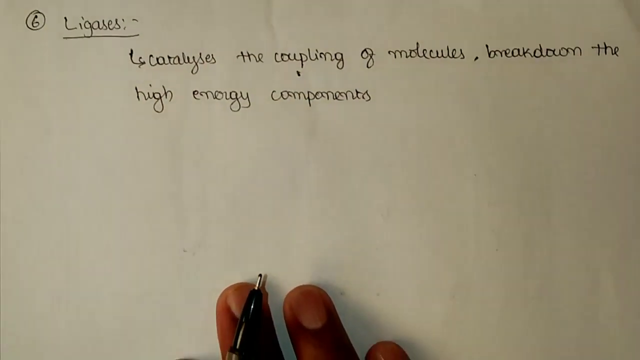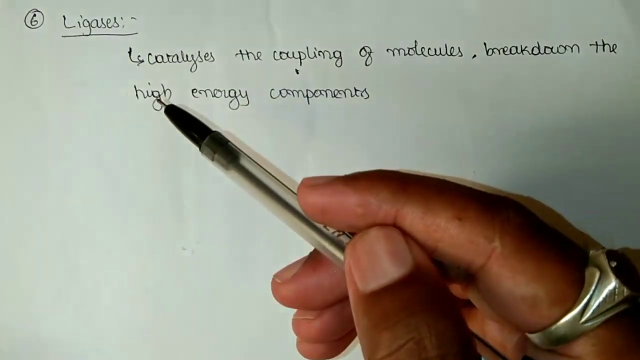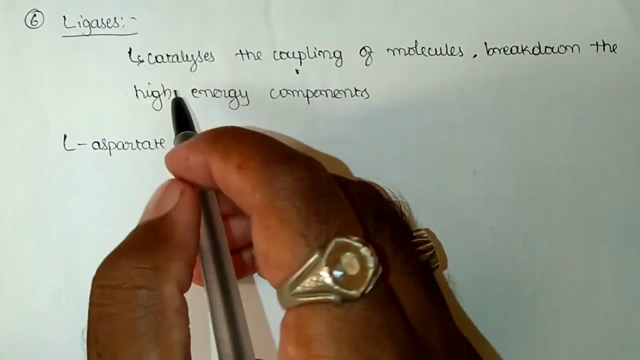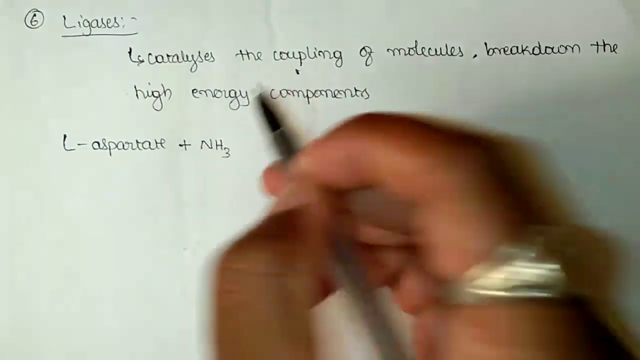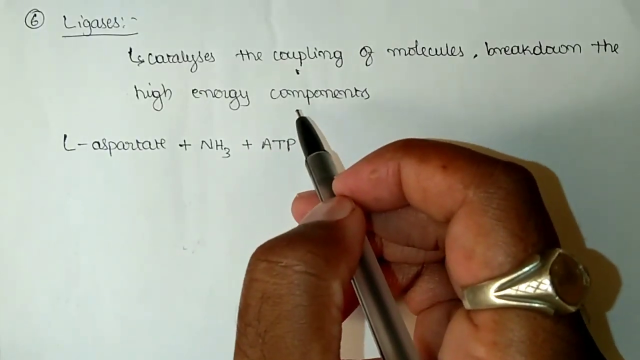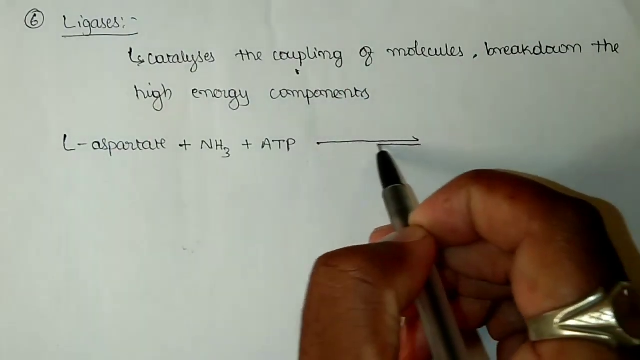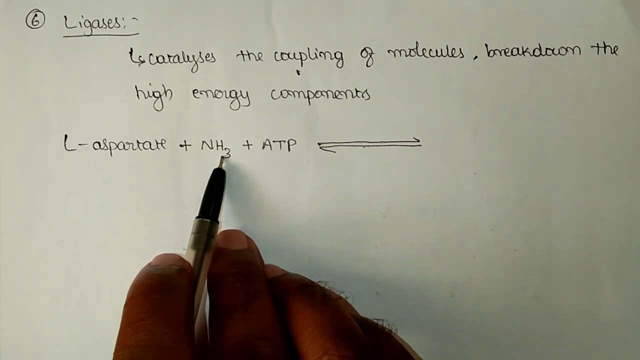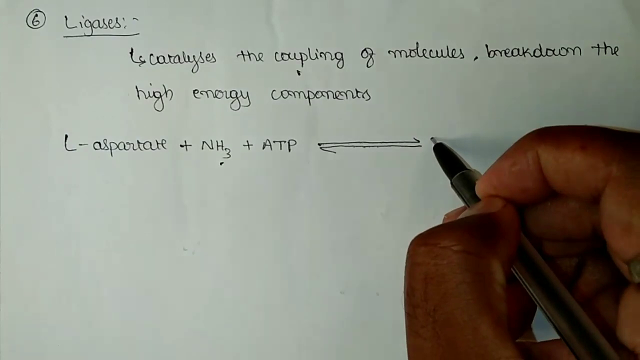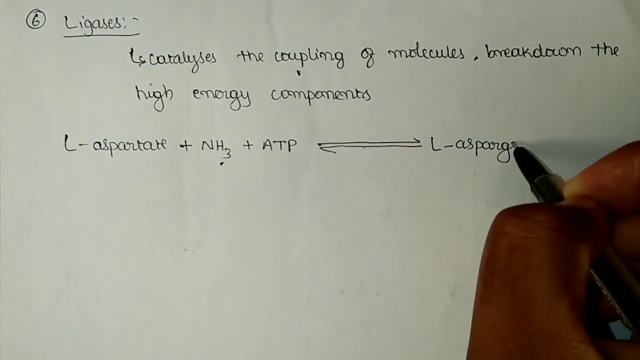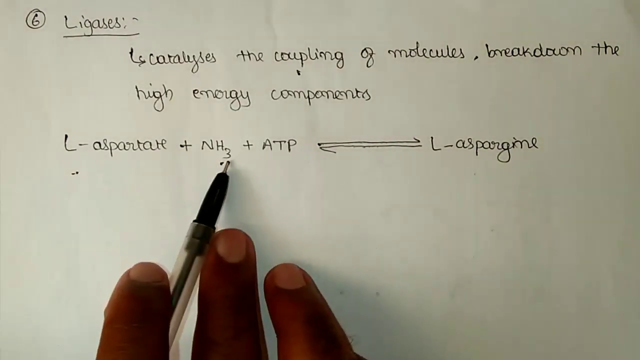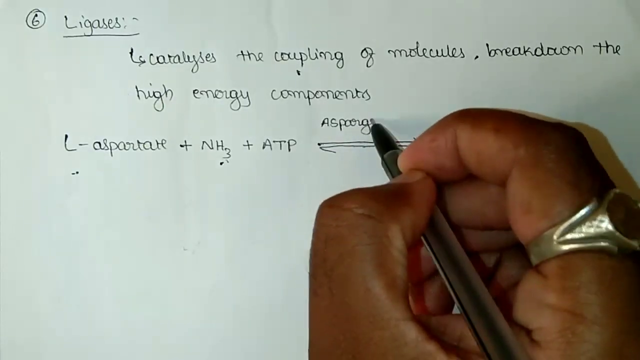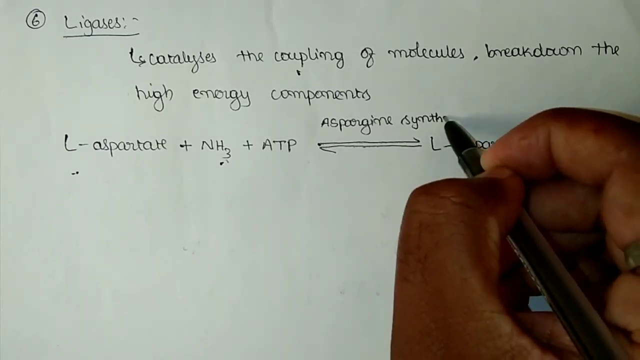So let us consider some simple examples so that we can understand what ligases will do in actual sense. For this, let us consider L-aspartate. This L-aspartate will couple with ammonia, NH3, in presence of ATP, that is adenosine triphosphate. It results in the formation of L-asparagine. And since aspartate upon coupling with NH3 gives asparagine, the enzyme used here is asparagine synthetase, since we are synthesizing the asparagine.